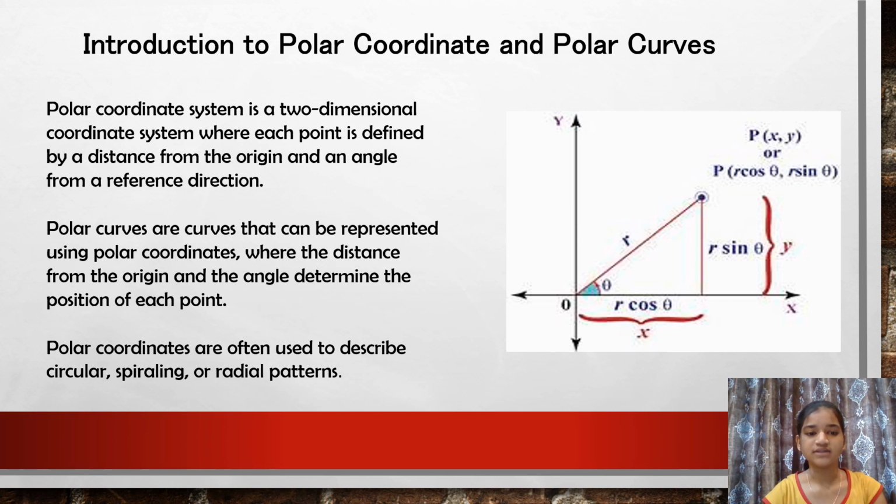Polar curves are curves that are represented using polar coordinates, where the distance from the origin and the angle determine the position of each point. Polar coordinates are often used to describe circular, spiraling, or radial patterns. Here we can see the diagram where there is a perpendicular line, where r is the radius and the height is r sine theta, that is y, and the distance along the x line is r cos theta.